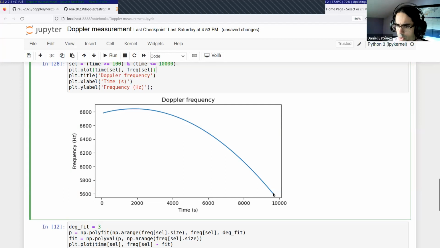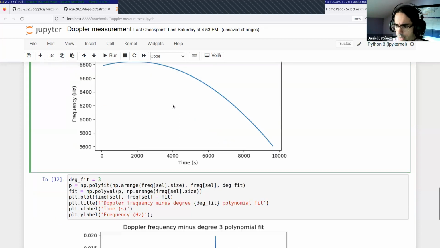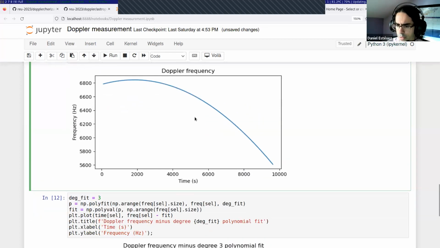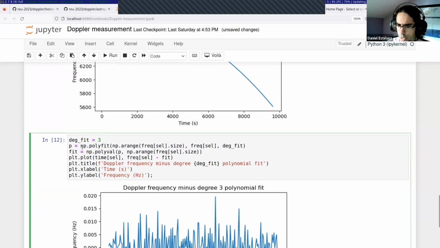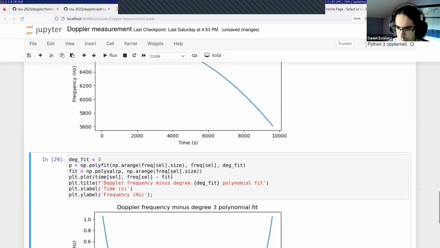Maybe it's a quadratic polynomial, or maybe it has some higher order terms. So what we can do is to fit a polynomial, and we can choose the degree to something suitable for what we are analyzing. And we do this polynomial fit and then subtract the results. So in here I do a polynomial fit of degree 3. This is NumPy polyfit, so very simple. I evaluate the polynomial and subtract the fit from my frequency measurements.